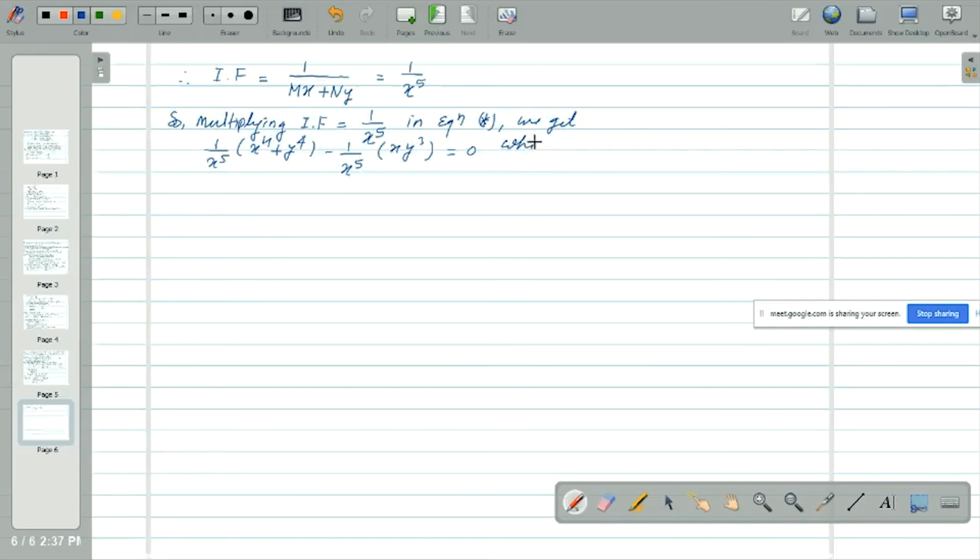It will be exact, because if you multiply any differential equation by its integrating factor, then that differential equation becomes exact. So there is no need to find dou m by dou y equal to dou n by dou x. It is already exact, so there is no need to show.